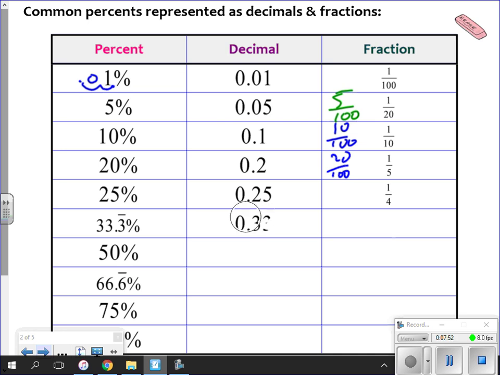33.3%. Okay, that's 0.33 as a decimal. What about as a fraction? Anybody know what 33.3% is as a fraction? It's a fairly common one. It's one you need to know. It's 1/3. Okay. These are some values you should know. You should know certain basic values. And 1/3 is 33%.